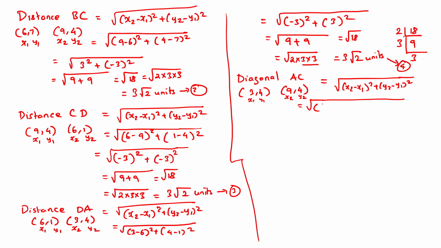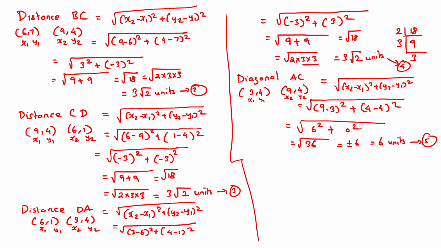Okay, 9 minus 3 whole square plus 4 minus 4 whole square. So we will get 9 minus 3 is 6 square, 4 minus 4 is 0 square. So no issues because of 0. 0 will not change anything. So 6 square is 36. Okay, or we can directly cancel the square and the square root. Root of 36 is plus or minus 6. We can remove the negative value because distance is always positive. So we can write simply 6 units. Take this equation number 5.